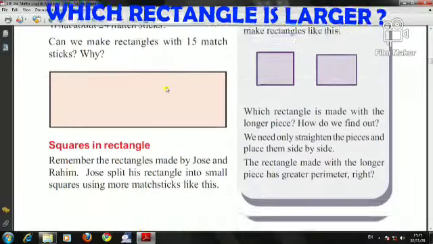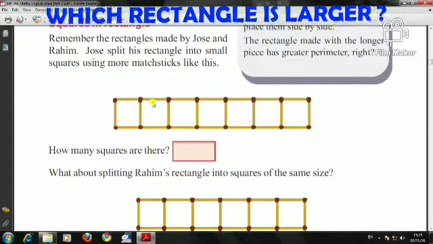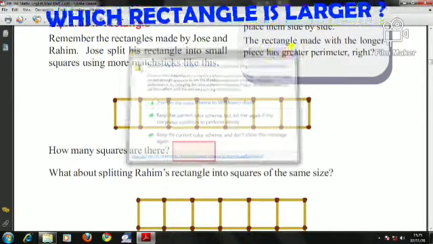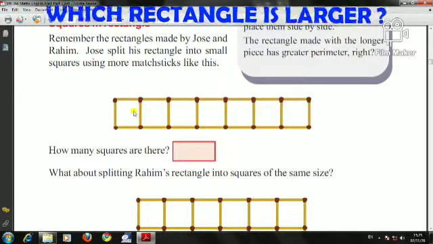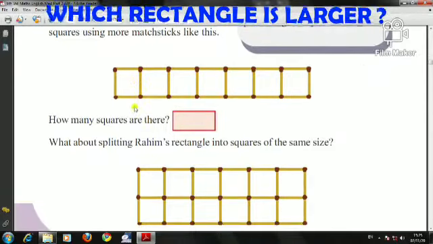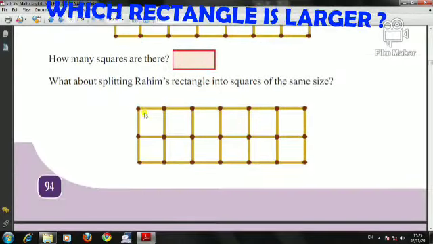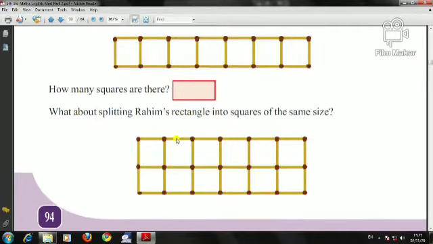So let's do one thing. Here we can see the first one is Jose's. Here it has been divided into different squares using some more matches. How many squares have been given? See, 7 squares have been given. Now let's come to Rahim's. Here it has been divided into 12 squares. Then we can see which is bigger. See, Rahim's is bigger. That's all.